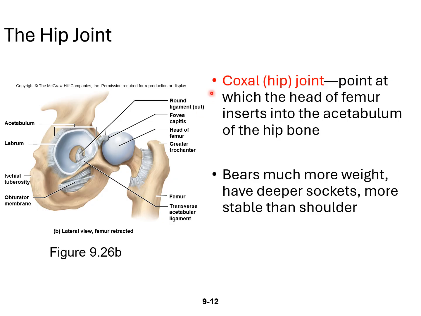So this is going to be the hip joint, and this is the point at which the head of the femur inserts into the acetabulum of the hip bone. And if you remember, the acetabulum is part of the ilium, ischium, and the pubis when they come together, and they form that little indentation for the head of the femur to go in there. It bears much more weight and has much deeper sockets, so it's much more stable than the shoulder.